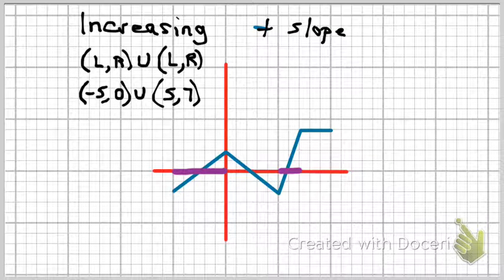Now we use parentheses because at exactly the point 7, it is not increasing or decreasing, right? It's just a point. If I'm going south, I can't just be standing still. I have to move in order to be going south, right? Same deal here. At 7, I'm not increasing. But from 5 to 7, I am increasing. So it's an interval, so I'll never use a square bracket on these. Are you okay with increasing?